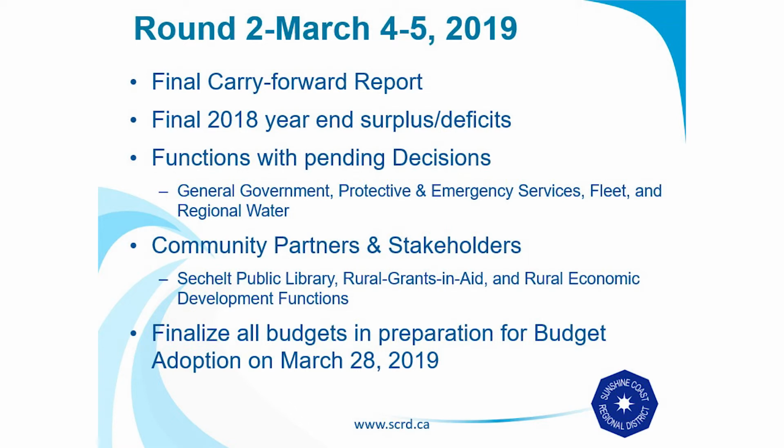What will be covered during that meeting is the final carry forwards from prior years. We'll be presenting the year-end surplus deficits from 2018. And the functions that still require decisions relate to general government, protective and emergency services, our fleet, and our regional water. For our community partners and stakeholders, we still need to address the Sechelt Public Library funding, our final rural grant and aid funding, as well as our economic development functions. This will all be in preparation for the finalization of the budget for March 28th.